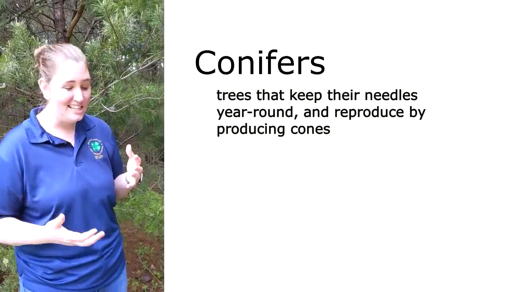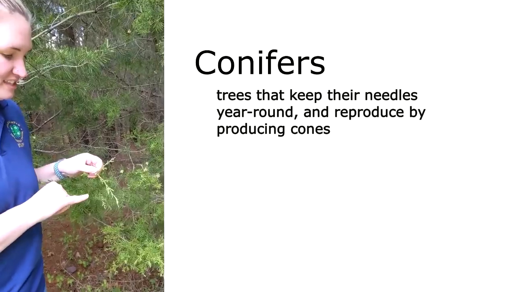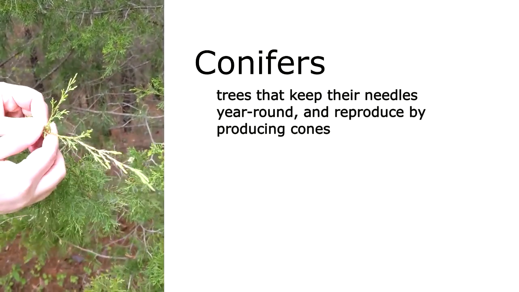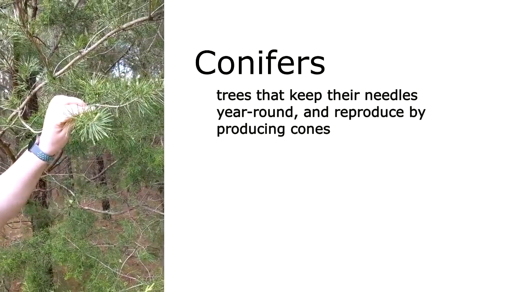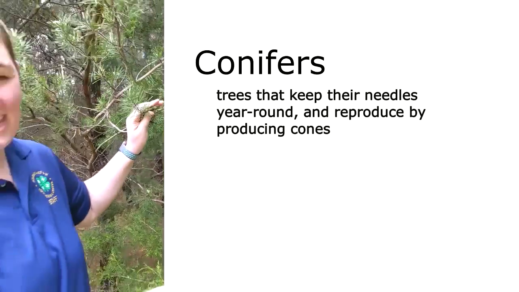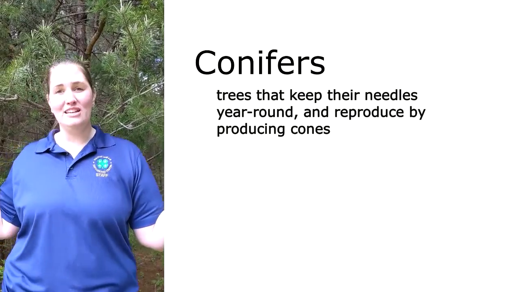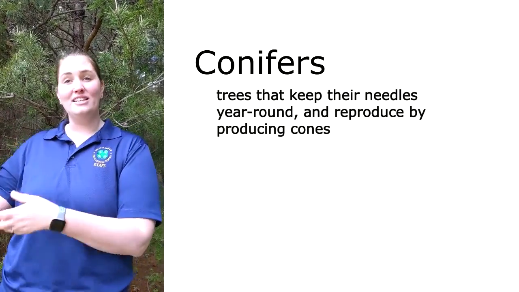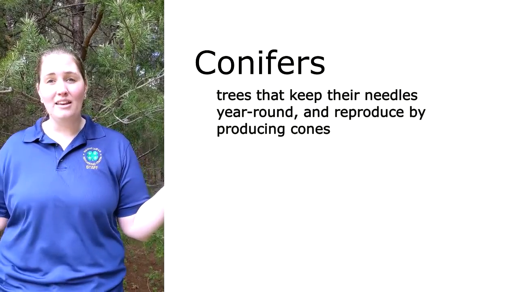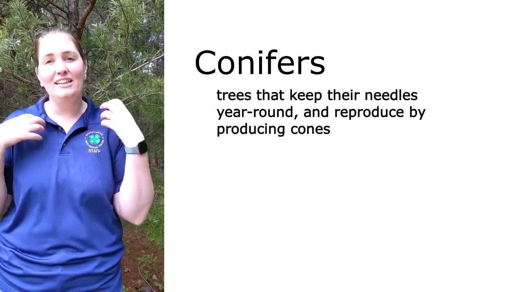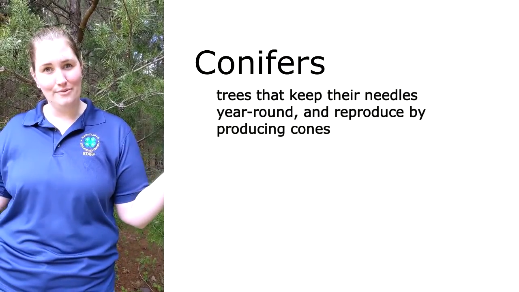It also means that they have these needle-like leaves, like this, or like this, that look a little waxy. And those are waxy to protect them because these guys don't drop their needles or leaves the way that the deciduous trees do. They keep them on all year round. So that waxy coating helps keep the water inside and let these trees photosynthesize year round.